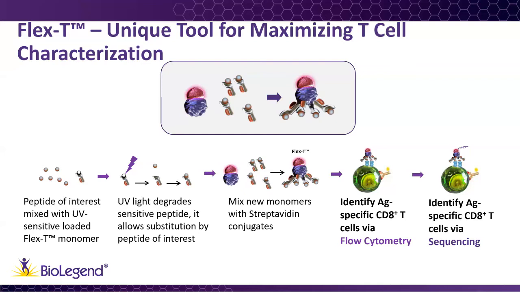If, in addition to the fluorophore, we now add an oligonucleotide, we have an MHC tetramer that is now compatible with single-cell RNA sequencing and immune profiling via sequencing. In the next few slides, I'll be sharing the results of experiments using TotalSeq antibodies and FlexT tetramers.